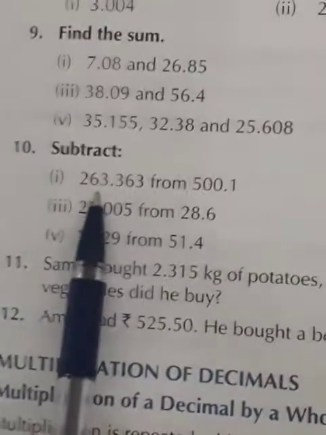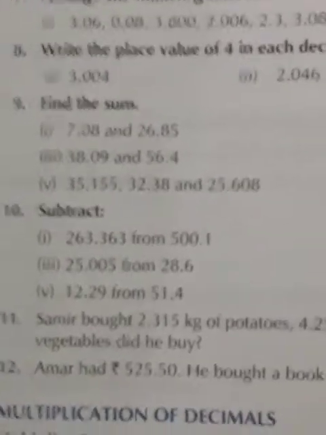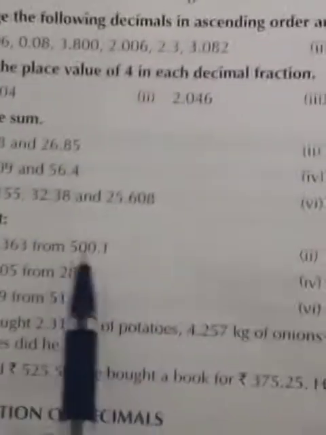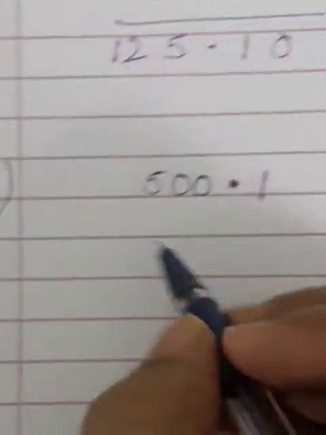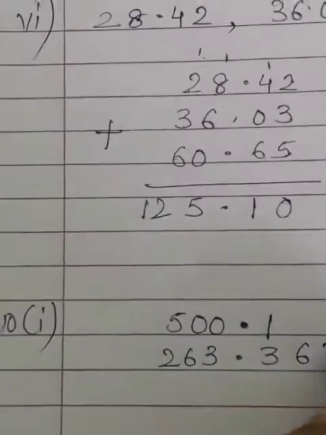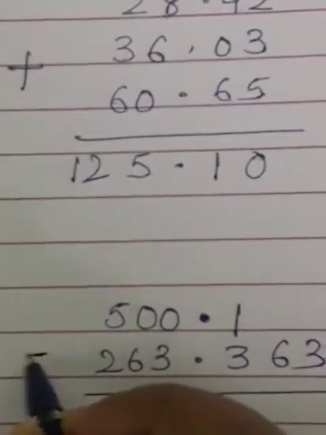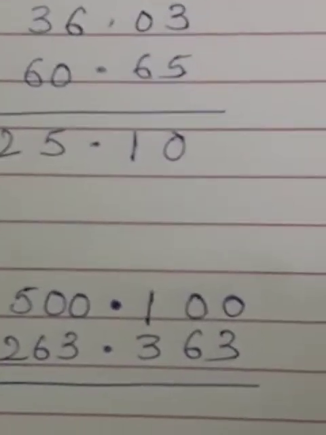First is 263.363 from 500.1. Question number 10, the first part, subtract. Now this number which is after "from", you will write first: 500.1, then 263.363. The question is we have to subtract. You can add zeros here if there are no numbers.